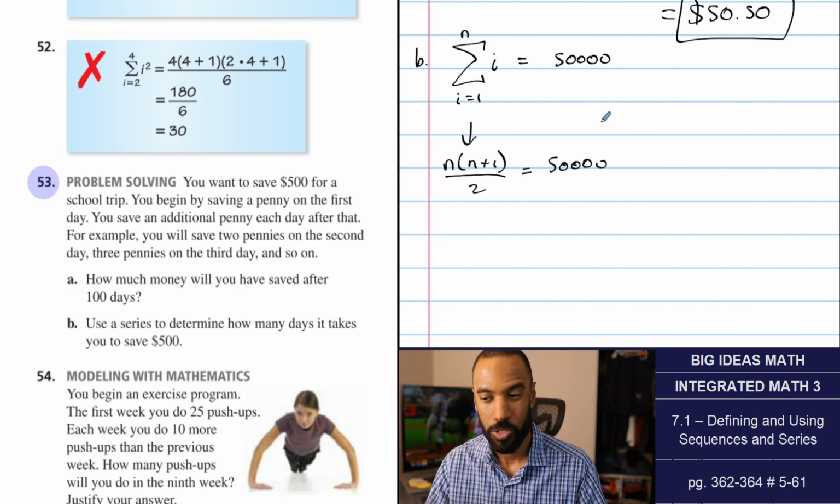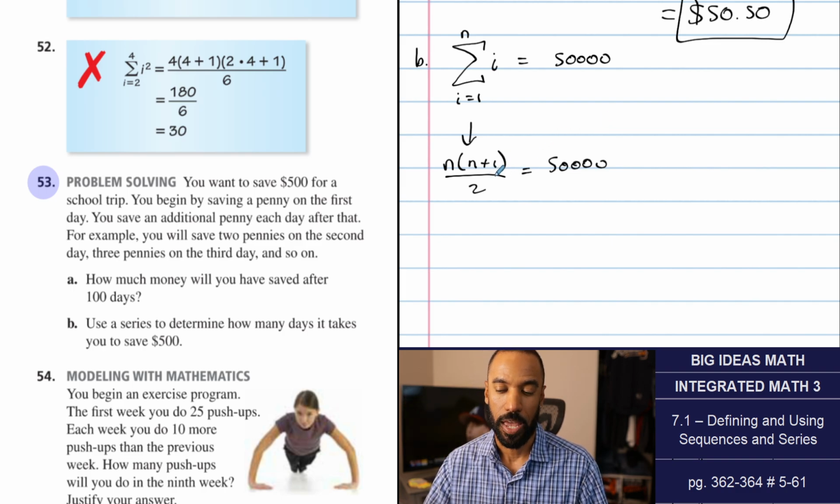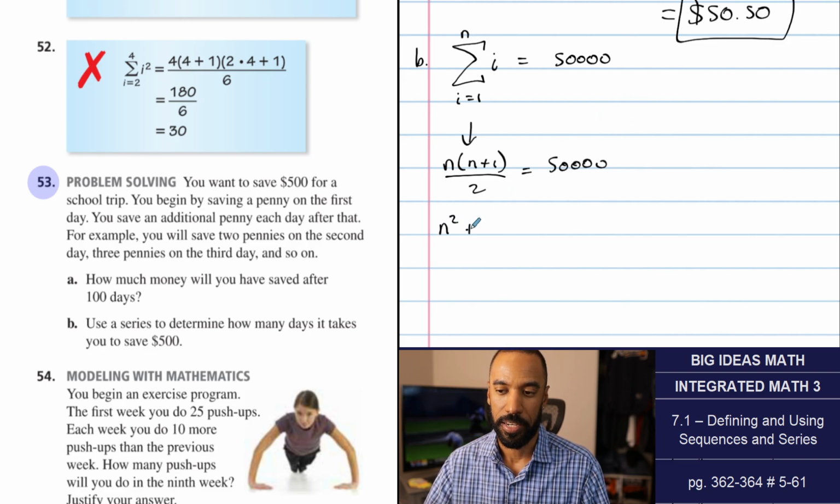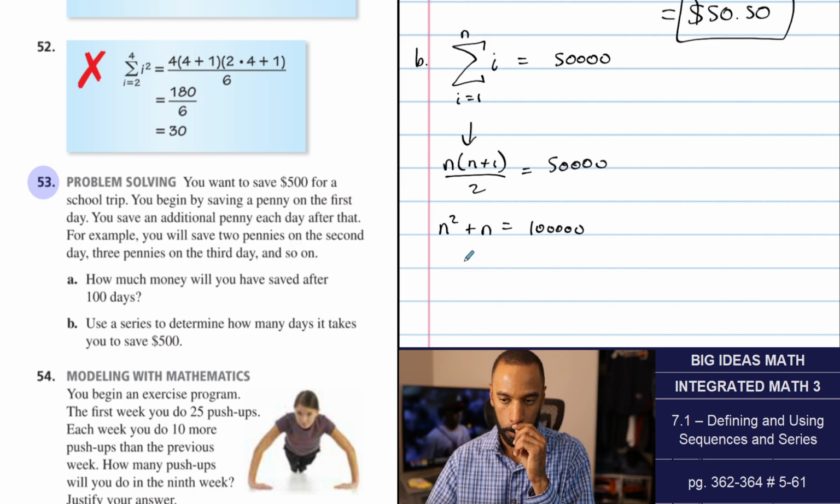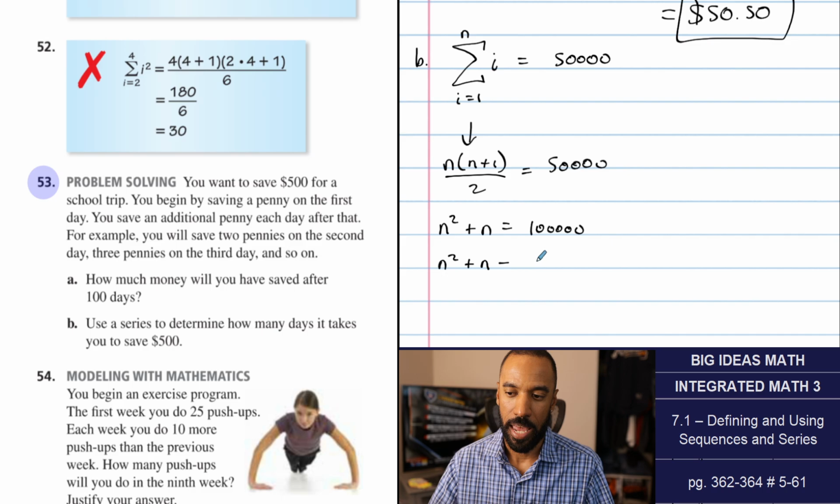It's a quadratic. I can do a couple things here. I can multiply both sides by 2, and I can distribute n into here. N squared plus n equals 100,000. So n squared plus n minus 100,000 equals 0.